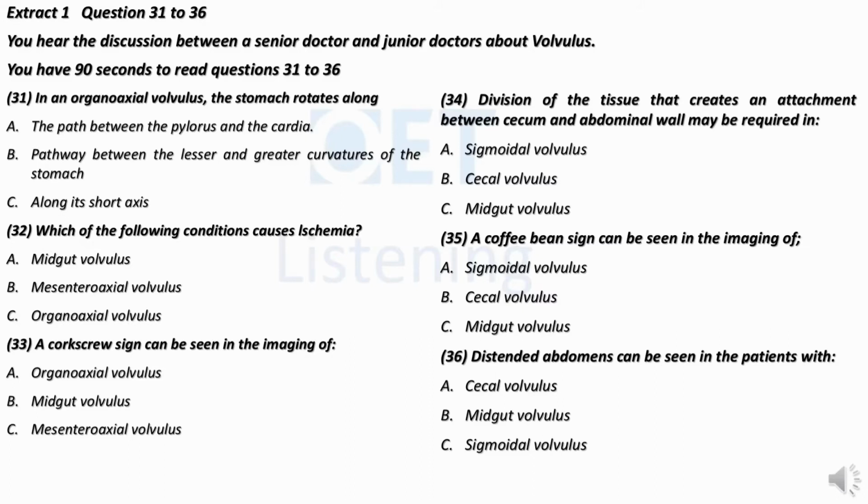Because there is not only a blockage, but also a compromised vascular supply to the gut. There are four primary mesenteries found within the abdomen, and as a result, there are four corresponding primary types of volvulus: gastric, midgut, cecal, and sigmoid volvulus. Gastric volvulus occurs when the stomach twists at least 180 degrees around its mesentery, resulting in obstruction of the bowel.